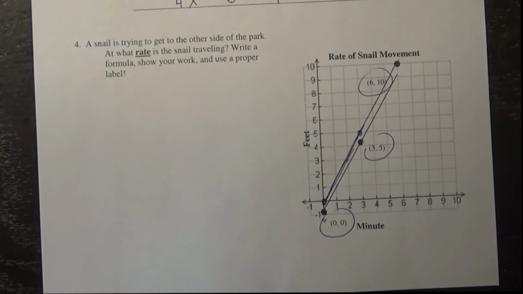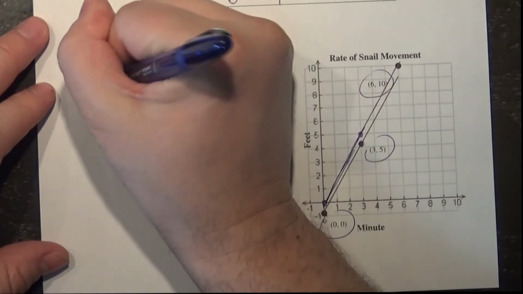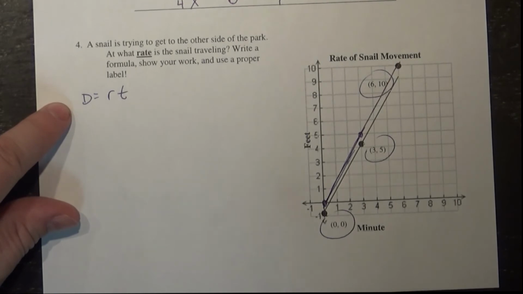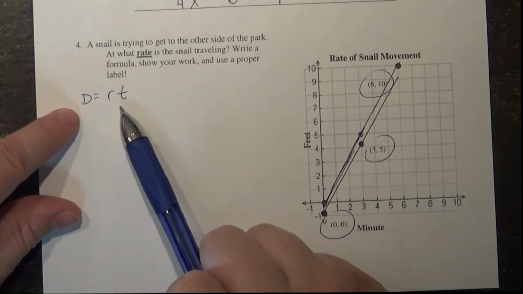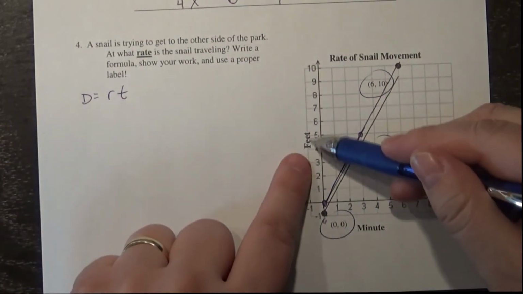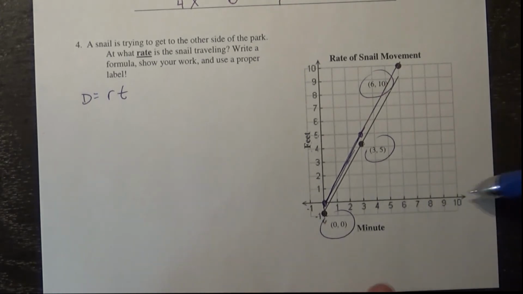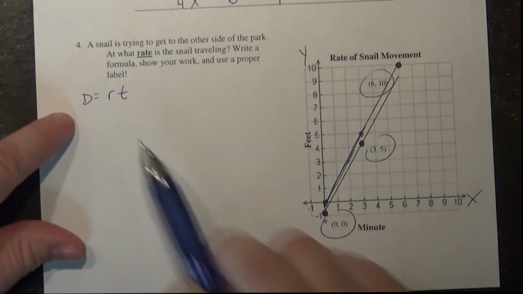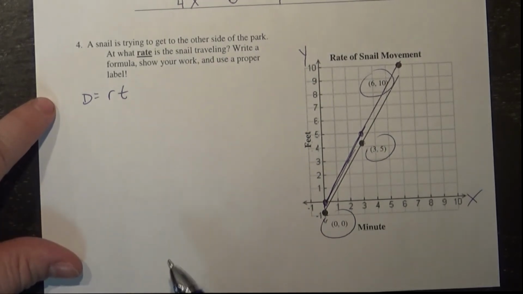So we know that the rate is determined by the distance formula. We could think of distance equals rate times time. A lot of us remember that as the dirt formula, because it almost looks like the word dirt. D equals RT, dirt. So if distance equals rate times time, we have the distance, feet, going up, and the minutes, or the time, going side to side. Remember, this is our X, this is our Y. So we can plug that into our distance formula and figure out what that rate would be.